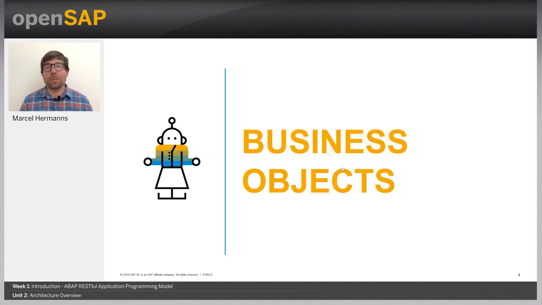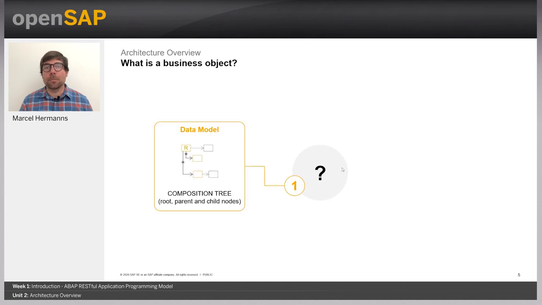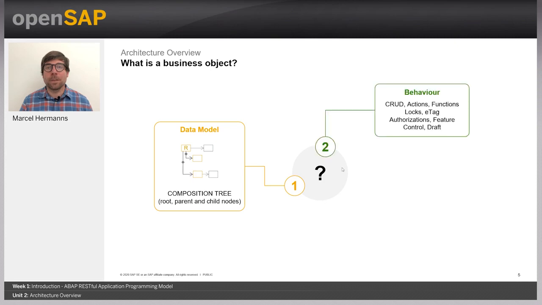But what exactly is now a business object? Business object has basically 3 parts. The first part is a data model. The CDS entity defines the root, and via compositions we can navigate to the child nodes. So a business object, like the business partner, the product, or the sales order with all the child nodes, is basically a composition tree.